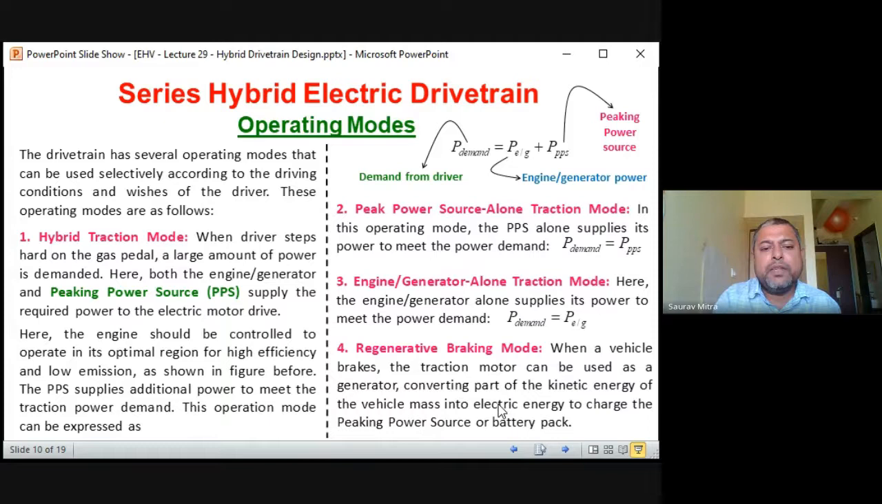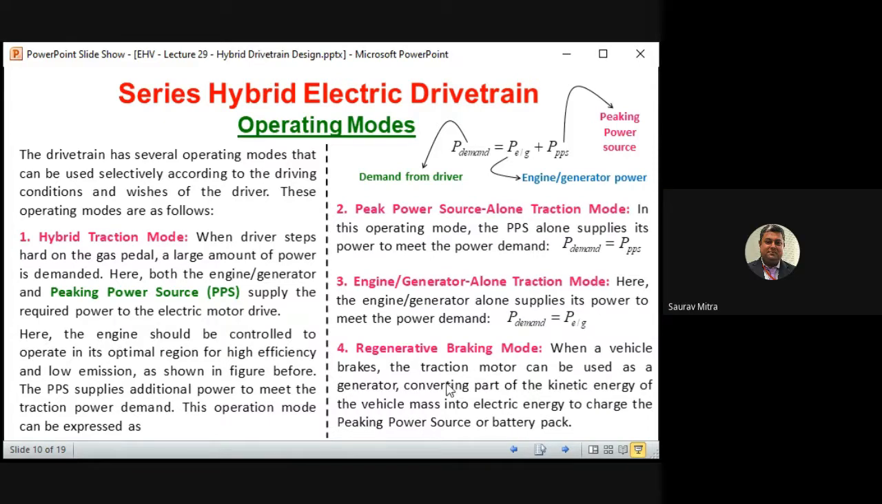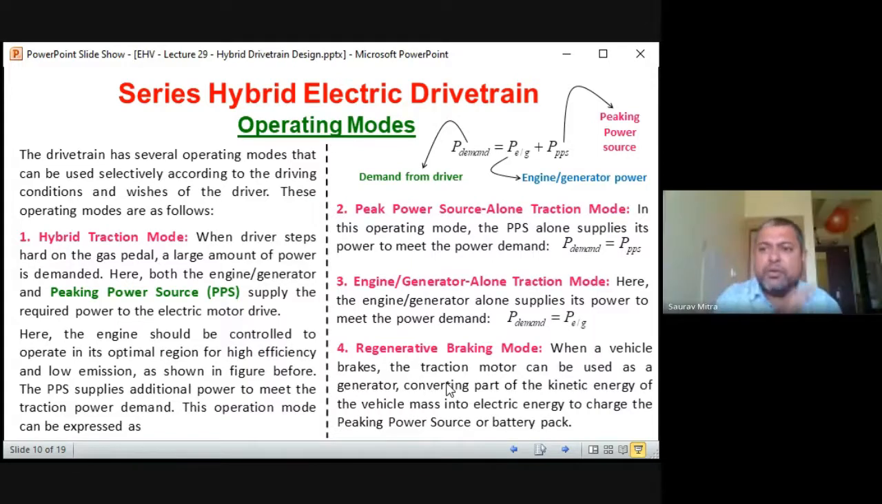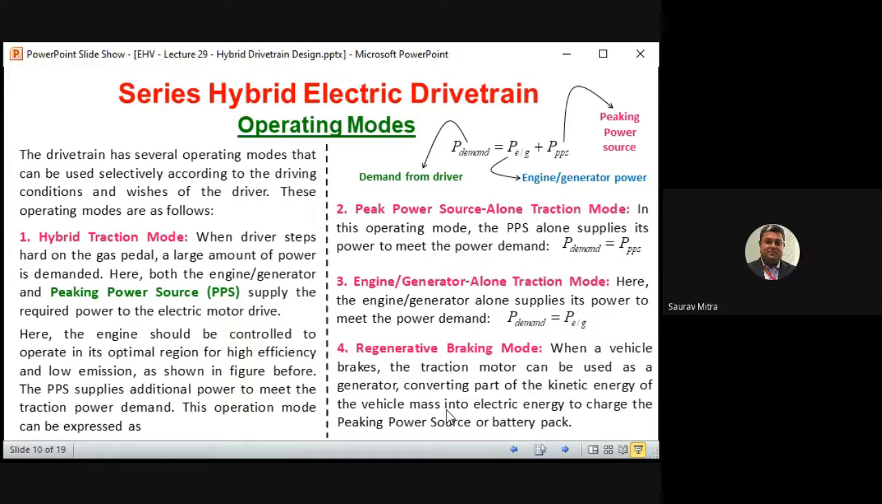So regenerative braking. Whenever the vehicle is going downhill, it automatically goes forward because it is downhill. In that case, if you put the brake, that will be used as regenerative braking. So the vehicle is working in the second quadrant. The traction motor can be used as a generator, converting part of the kinetic energy of the vehicle mass into electrical energy to charge the PPS or battery pack. So all these things we have seen.